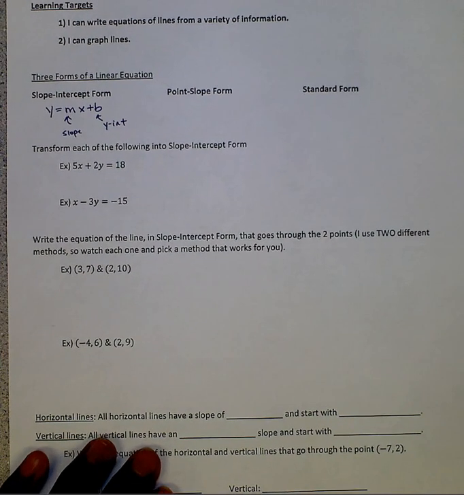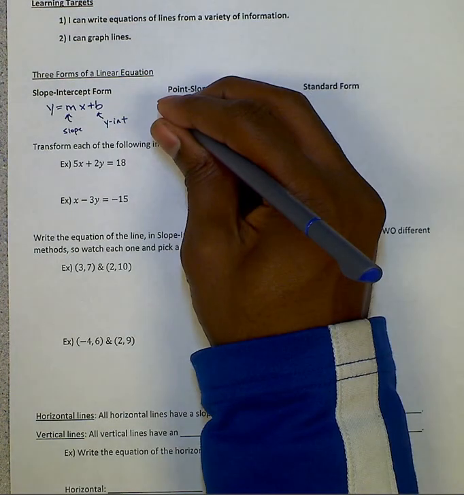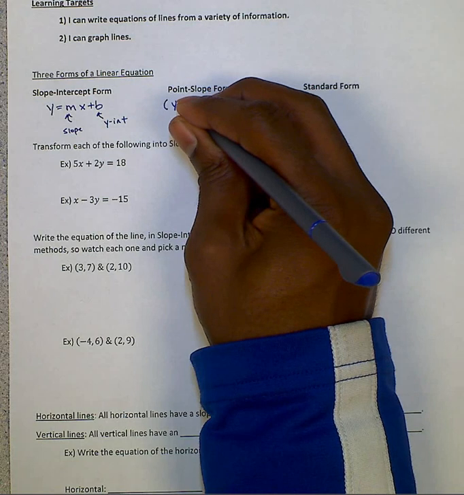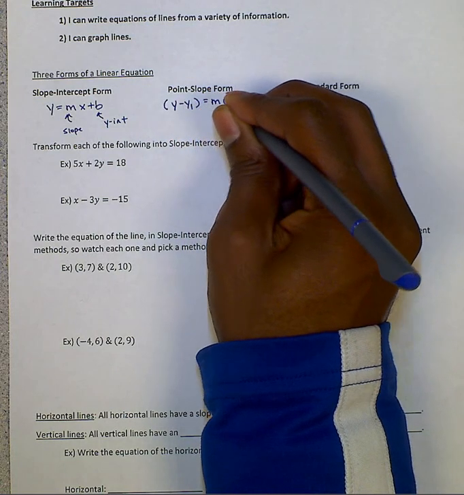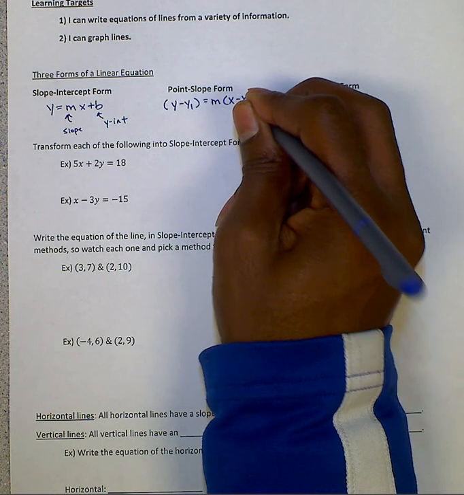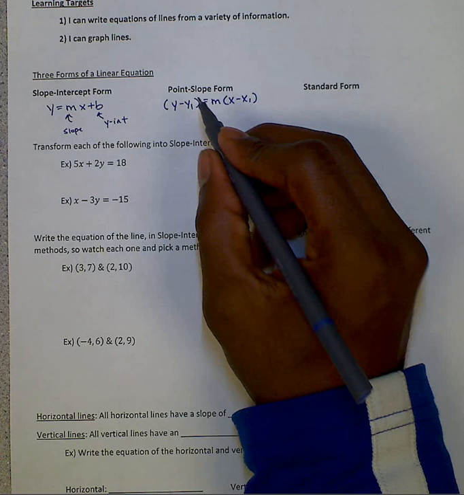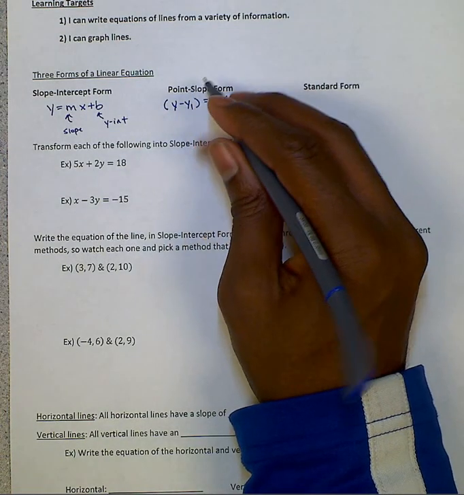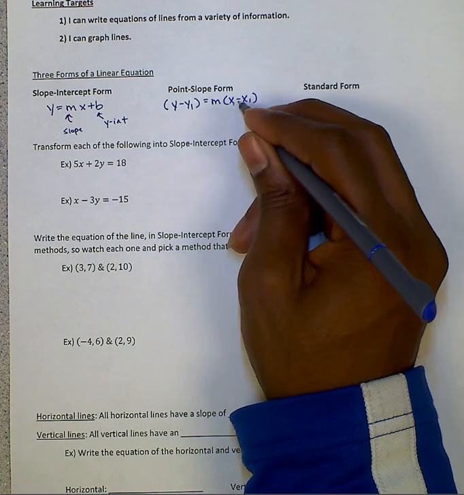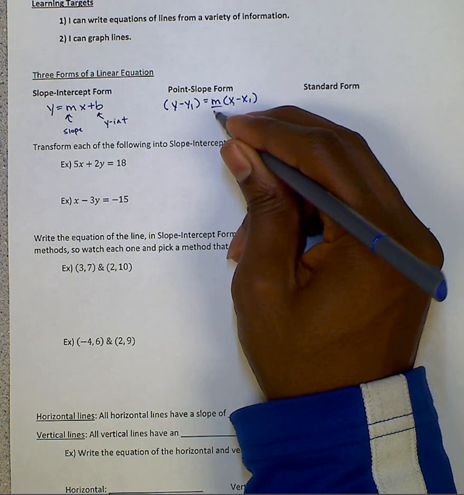Point slope form, you have y minus y1 equals m(x minus x1). Again, x and y are x and y coordinates. Y1 and x1 are our point that we know, and m is our slope.